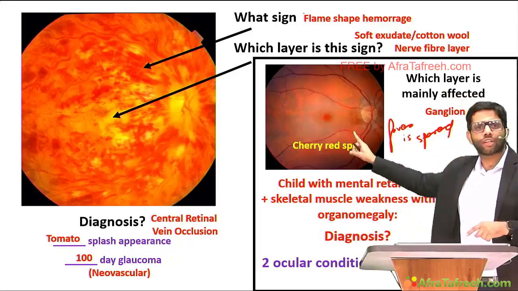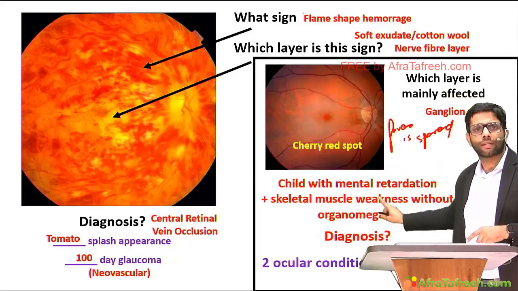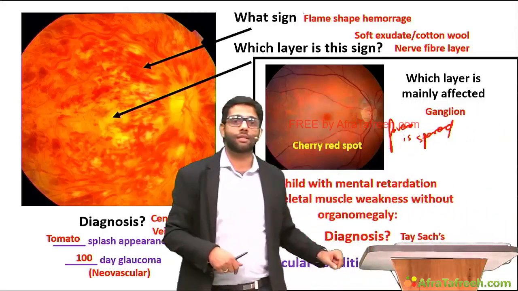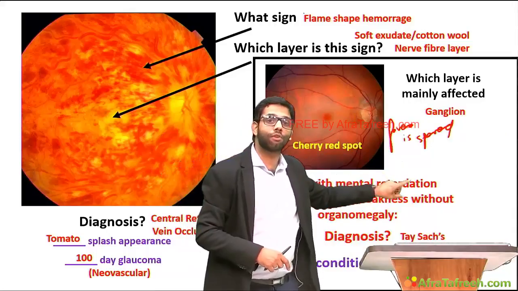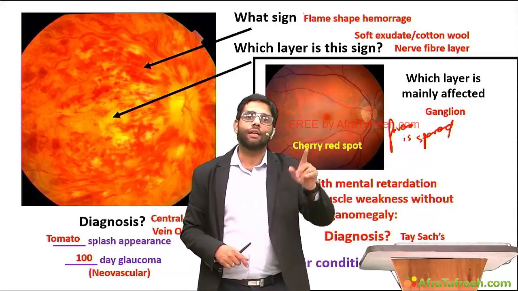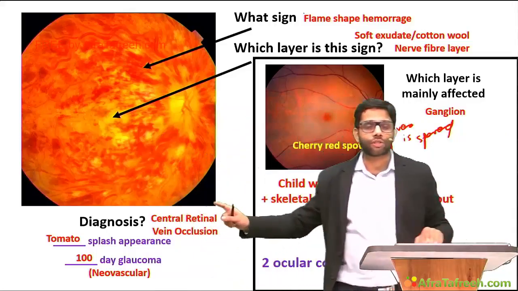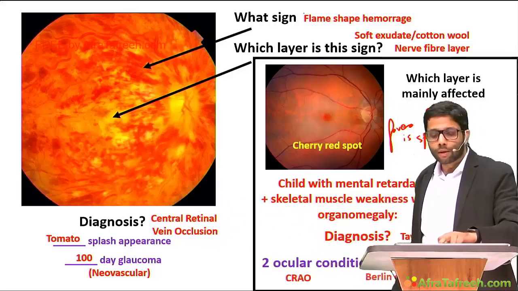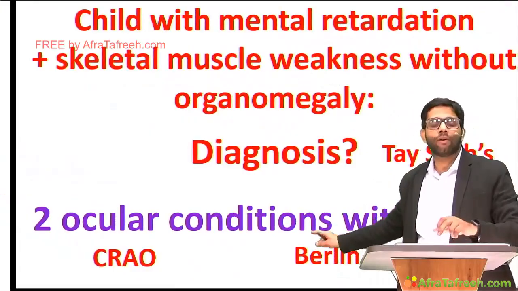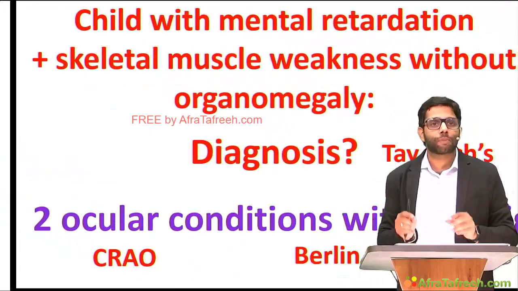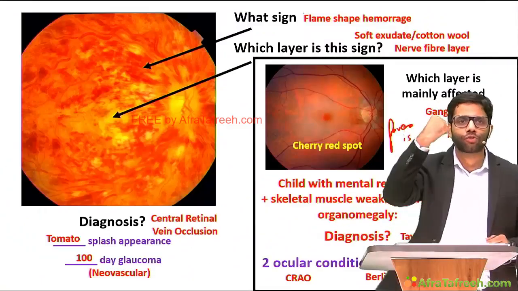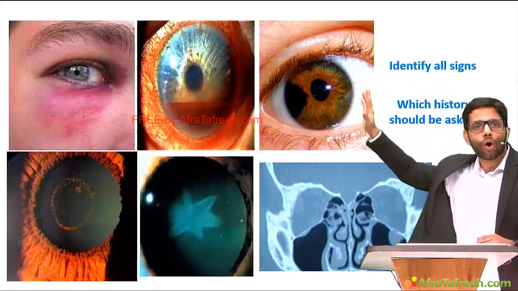Now child with cherry red spot, mental retardation, skeletal muscle weakness and organomegaly not present. That is Tay-Sachs disease. But if the organomegaly is present, the answer will be, pediatrics, Niemann-Pick. And two ocular conditions, one is central retinal artery occlusion and, what is the capital of Germany? Berlin's edema. Both have ganglionic layer edema, sparing the fovea. So Berlin's edema is seen in what? Which trauma? Blunt trauma.